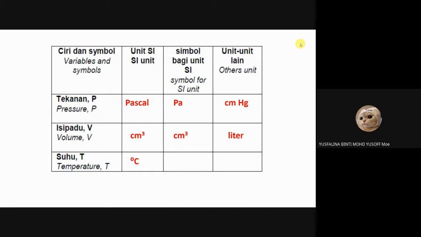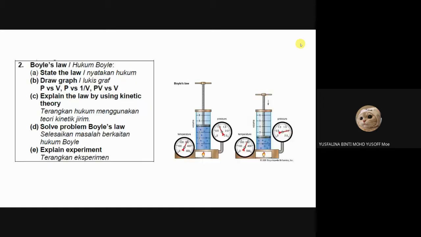Okay, for temperature the unit is degree Celsius, and the symbol for SI unit is degree Celsius also, and the other unit is Kelvin. Okay, so let me remind you, for the gas law, all the temperature must be changed to Kelvin. Later, if the calculation question involves the temperature, please change to Kelvin first. So how to change to Kelvin? You just need to add 273.